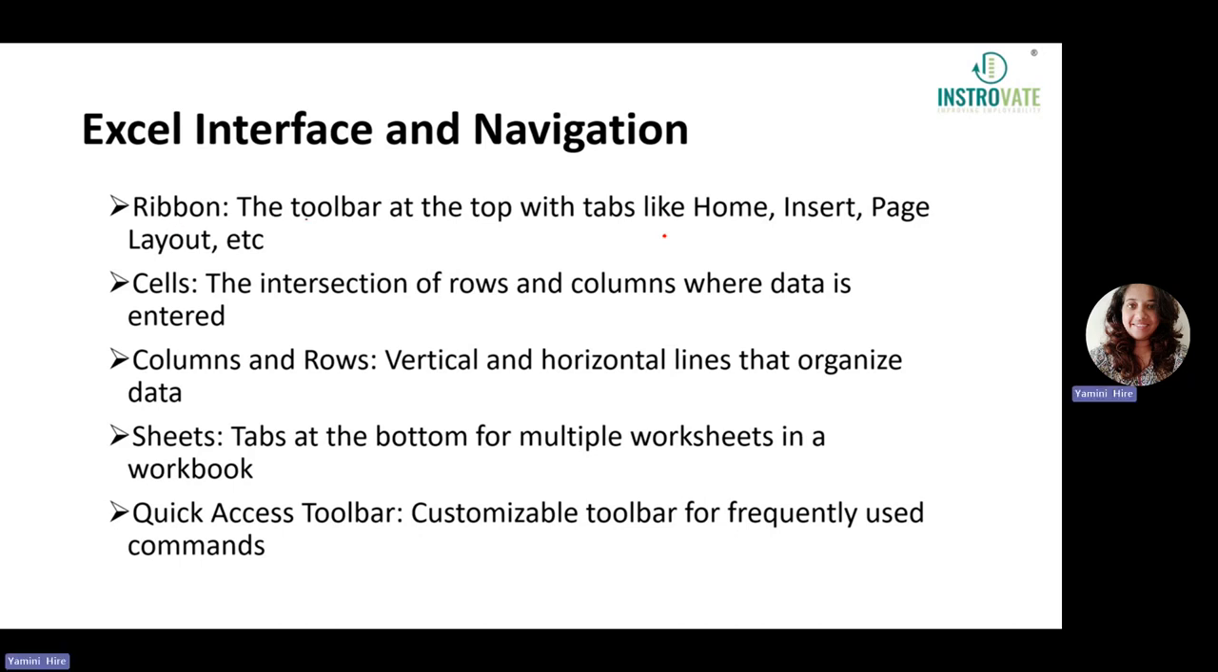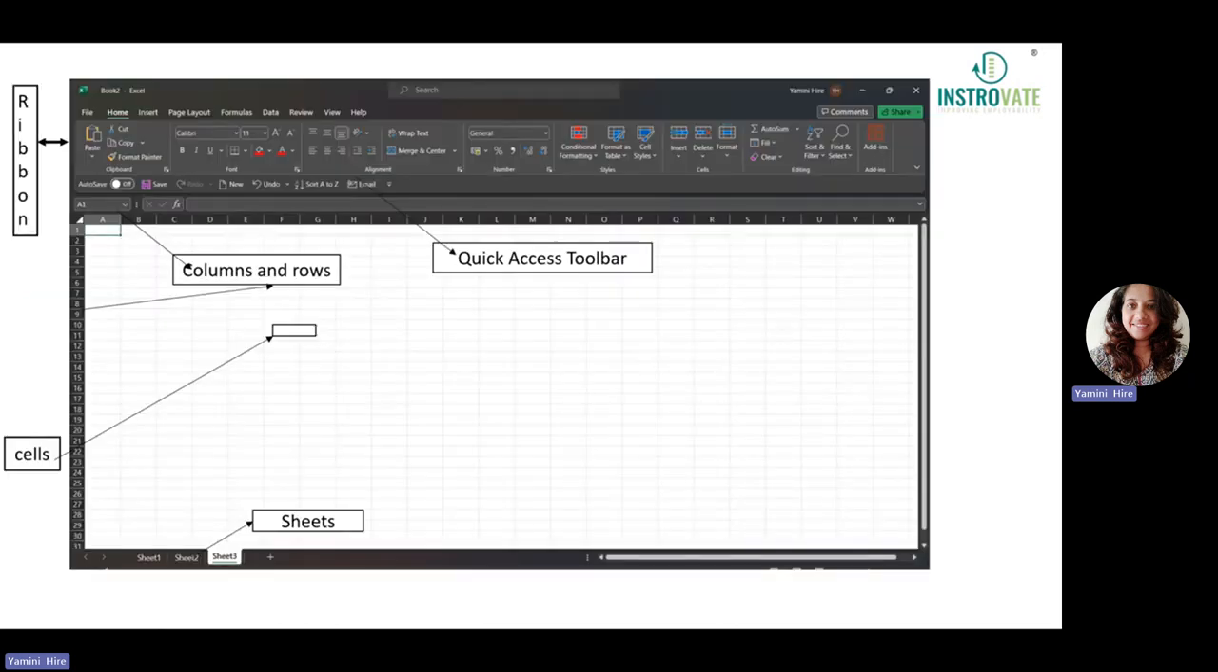The ribbon is a toolbar at the top with tabs like home, insert, page layout. These are the main tabs: home, insert, page layout, formulas, data, review, view, and help. Whenever you select one, you will get the ribbon related to that tab. These are called the menus, which have sub menus or sub features provided by those tabs. Whenever you click, the ribbon will fall down and you can see all the features and use them in your sheets.